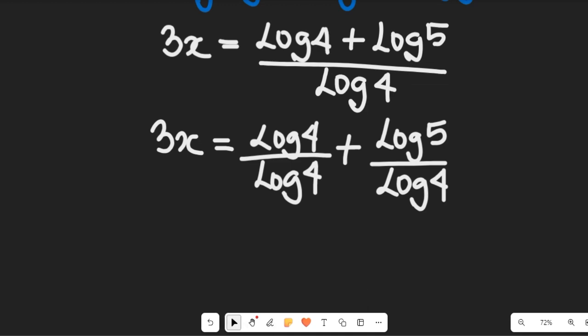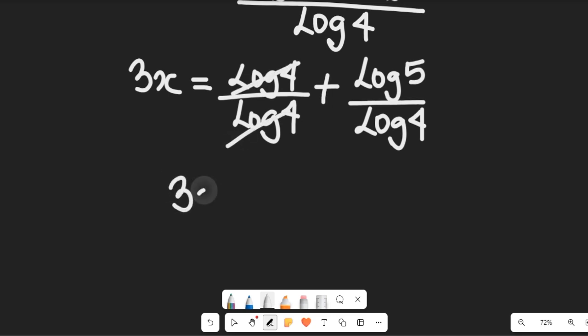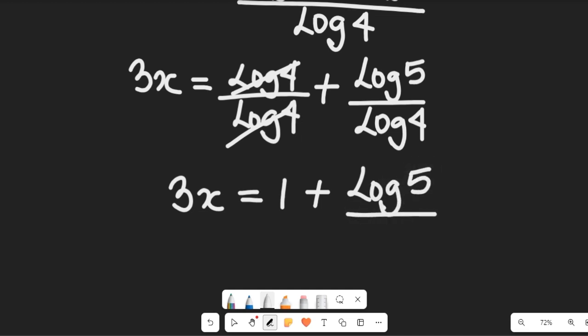So from this, the log of 4 can cancel out the log of 4, and as such, we'll have that expression now give us 3x equal to 1 plus log of 5 divided by the log of 4. Great. Now at this point, what do we do in order to simplify this expression?